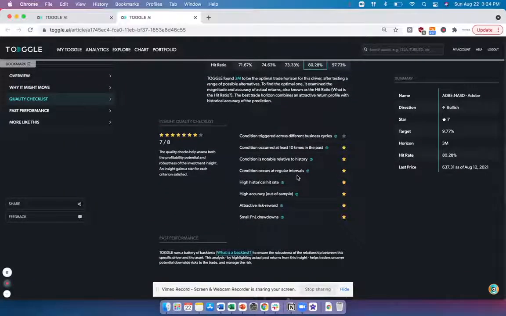Finally, we come to the stars, the quality checklist. We test each relationship highlighted by a Toggle insight against the following 8 conditions. If one of them is not met, then the star is not given. For example, in this insight, 1 star is missing because this condition has not been triggered across different business cycles. It means the relationship between volatility and Adobe may not be robust across both recessions and expansions. Otherwise, all the other conditions are met. If you want to learn more about what each condition means, just hover over the question mark and you can learn more about each one.